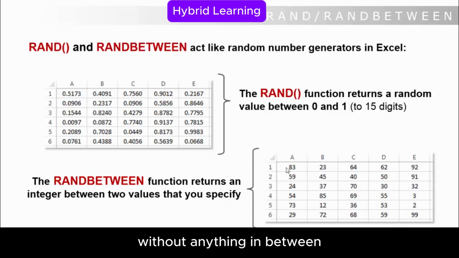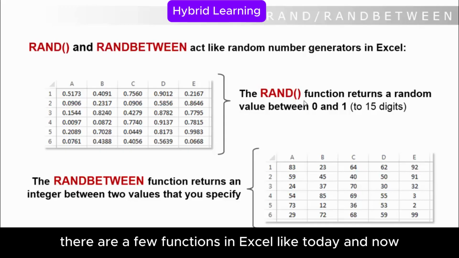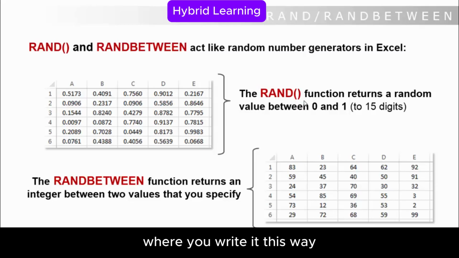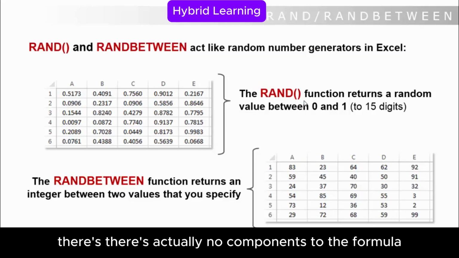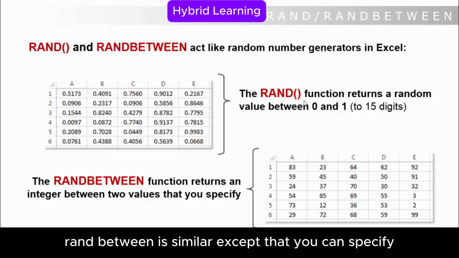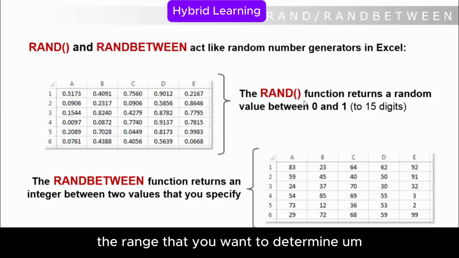Just like you see here, there are a few functions in Excel, like today and now, which we'll cover in the date and time section, where you write it this way. There's actually no components to the formula besides the formula name itself. And what the rand function does is it returns a random number between 0 and 1 out to, I believe, 15 digits. Rand between is similar, except that you can specify the range that you want to determine.